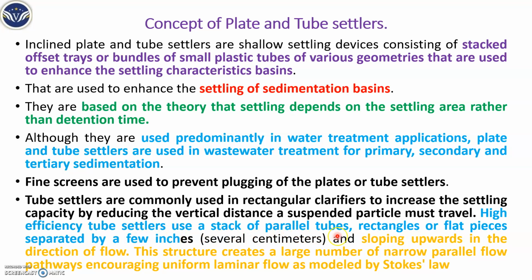These tube settlers are highly effective. They are stacked as parallel tubes, or rectangular or flat pieces, separated by a few inches or a few centimeters, and the sloping is in the direction of the flow itself. These structures create a narrow flow path and encourage laminar flow, and it works on the model of Stokes equation. Remember that we also use Stokes equation in the sedimentation tank.